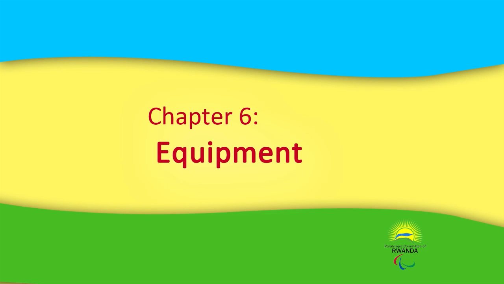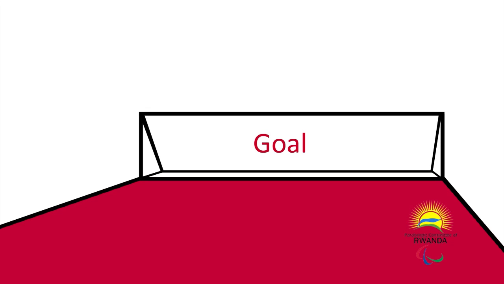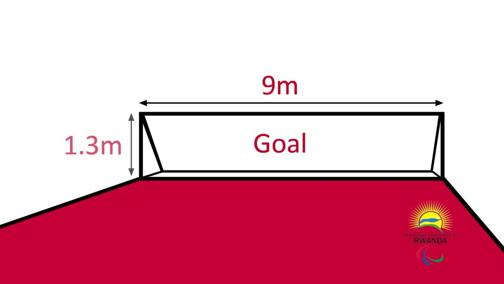Chapter 6. Equipment. Goals. The width of the goals shall be 9 meters. Goalposts are round and 1.3 meters in height. They should be outside the court, but in line with the goal baseline. Measurements shall be taken inside the goal.